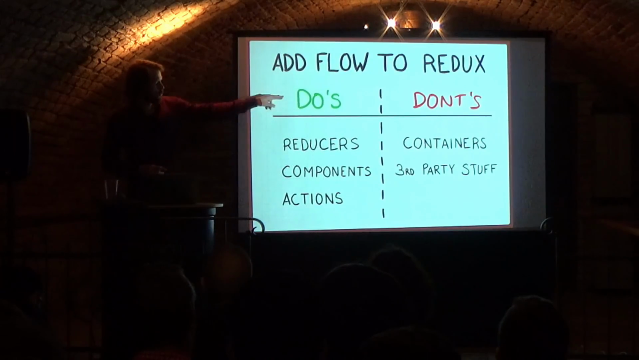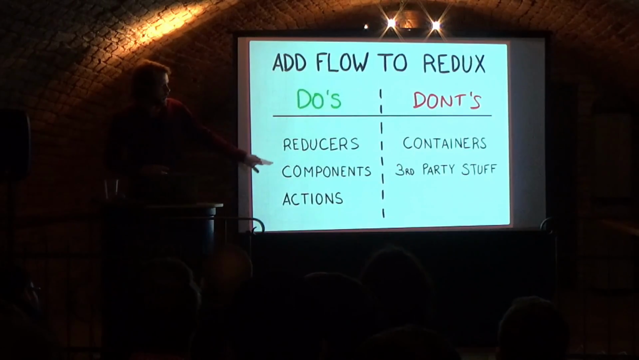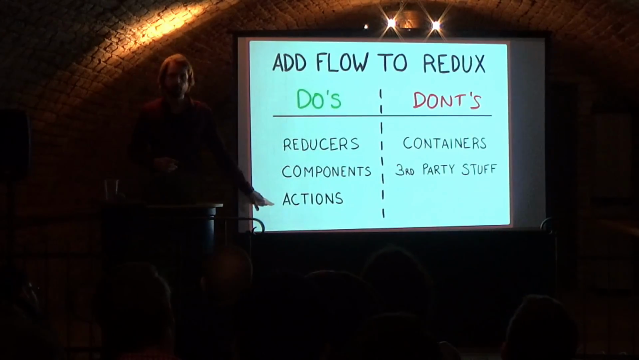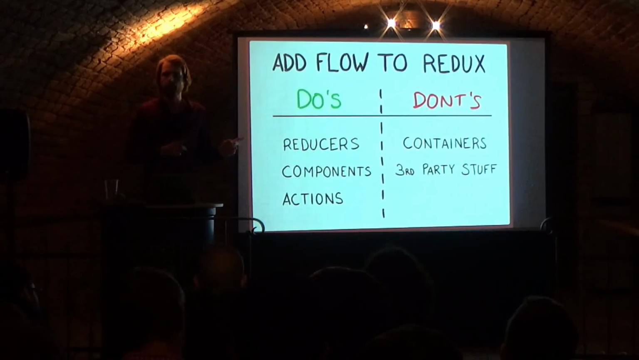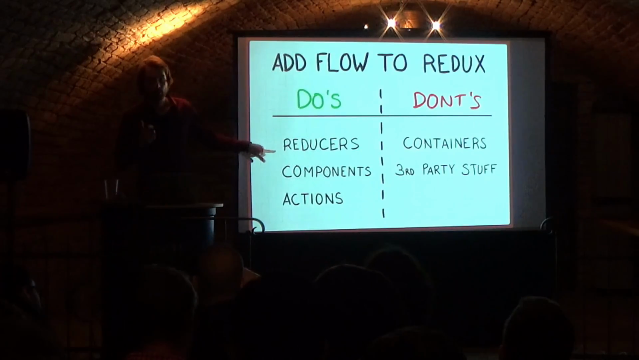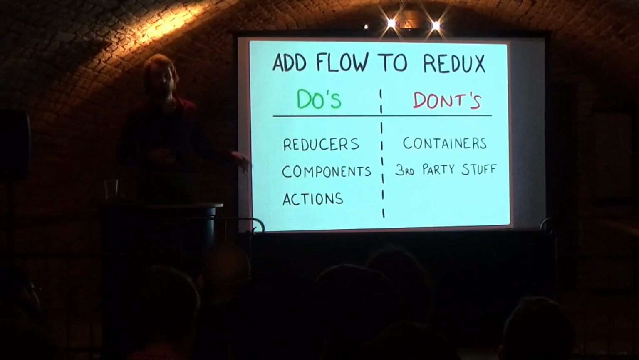So we are coming to the do's. As I told you, in the business logic, we have reducers, we have components, and we have actions. And as I told you before, static type systems are really good with pure functions. And what do we have? Reducers, pure functions. Components, if you're using stateless functional components, they are pure.